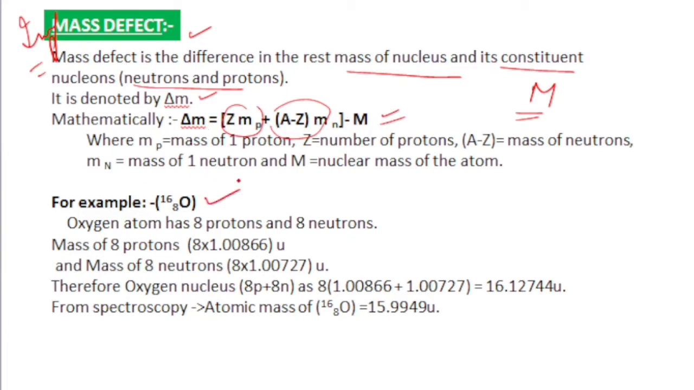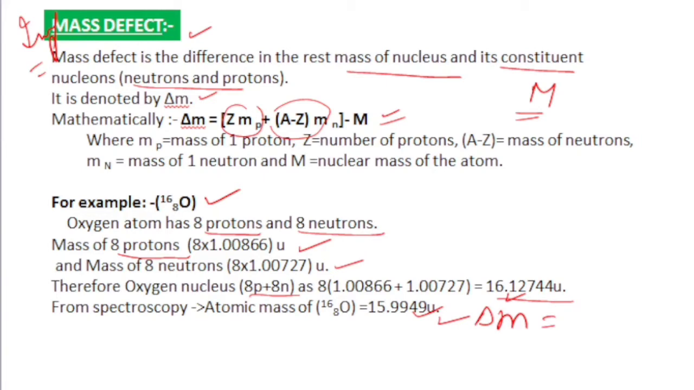For example, oxygen-16. You know, oxygen has 8 protons and 8 neutrons. You know the mass of 1 proton and 1 neutron, so you can easily calculate the mass of 8 protons, 8 into this, and the mass of 8 neutrons, 8 into 1.00727 u. Therefore, how much total mass does the oxygen nucleus have? 8 protons plus 8 neutrons, total mass is 16.12744 u. But from spectroscopy, the rest mass of the nucleus is given as 15.9949 u. So there is a difference between the mass of the nucleons and the rest mass of the nucleus, and this difference is called mass defect. This difference in mass appears as energy, because mass is also a form of energy.